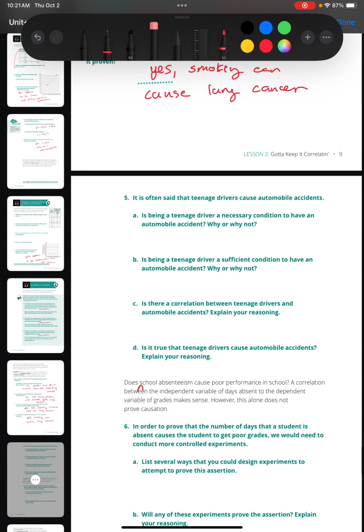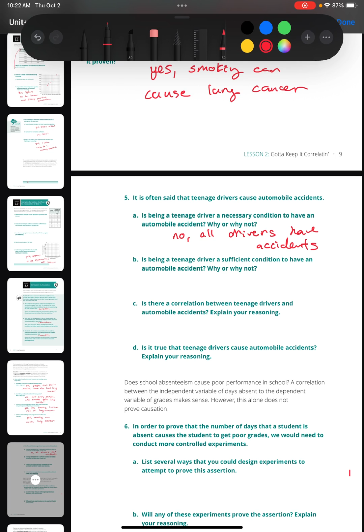Okay, another example here. Number 5, it is often said that teenage drivers cause automobile accidents. So for A, is being a teenage driver a necessary condition to have an automobile accident? Well, no, there's plenty of drivers that are not teenagers that have accidents. So no, all drivers have accidents.